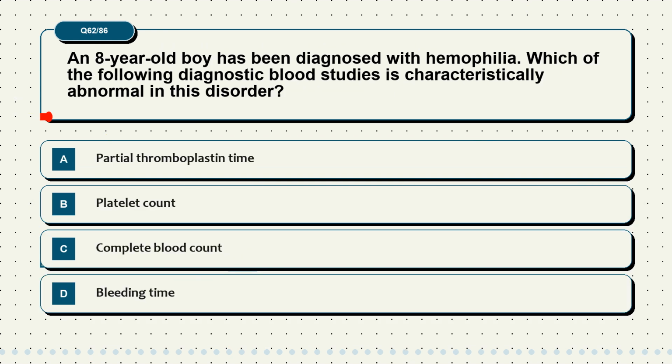Question 62. An 8-year-old boy has been diagnosed with hemophilia. Which of the following diagnostic blood studies is characteristically abnormal in this disorder? Here are the options. Option A. Partial thromboplastin time. Option B. Platelet count. Option C. Complete blood count. Option D. Bleeding time.